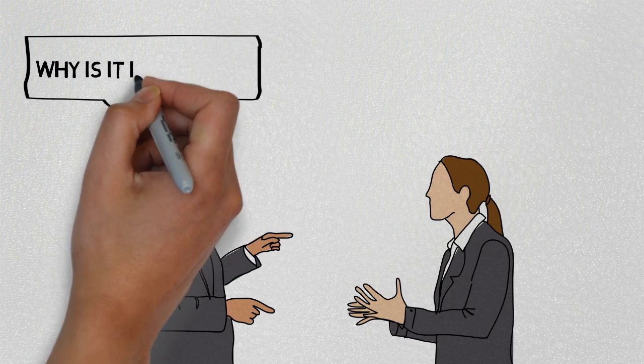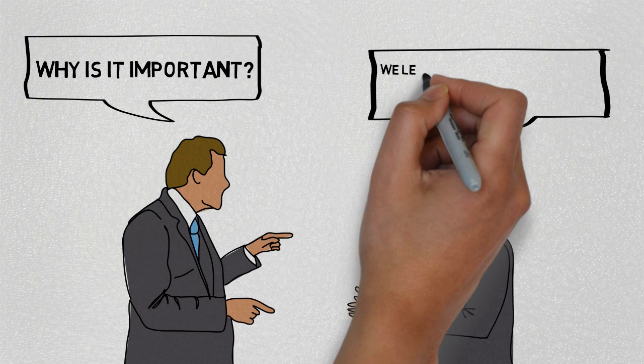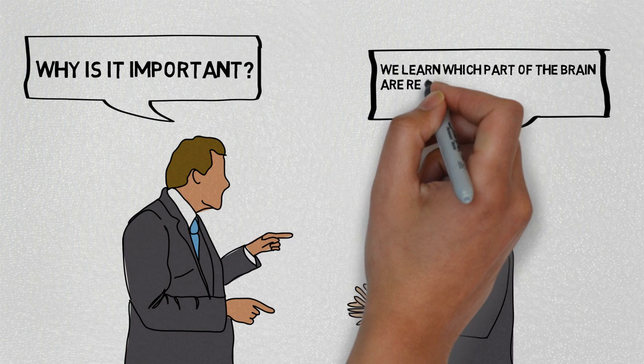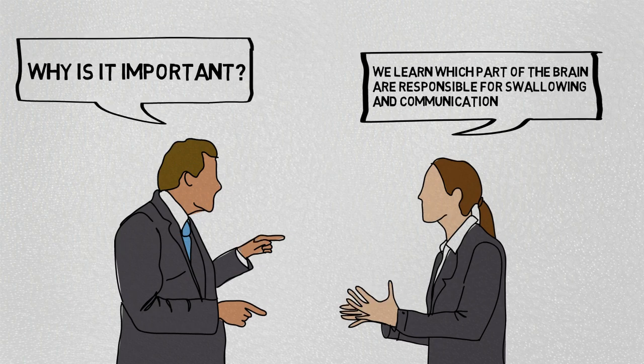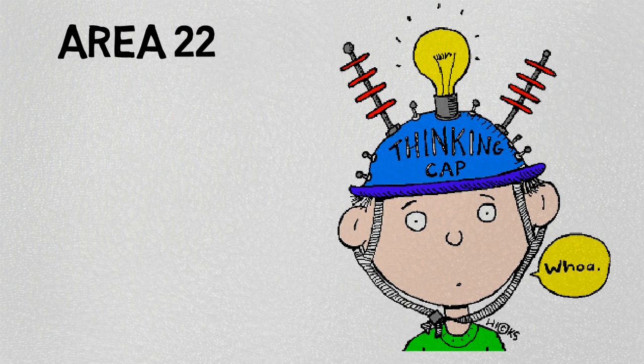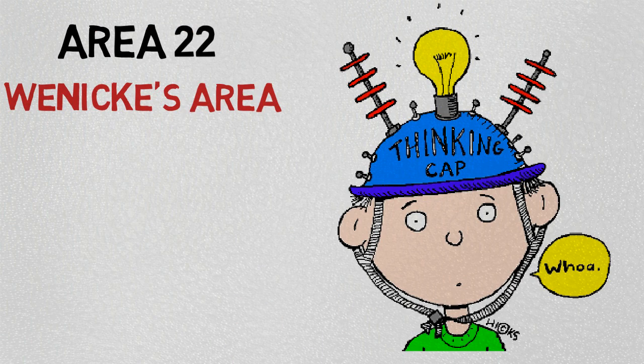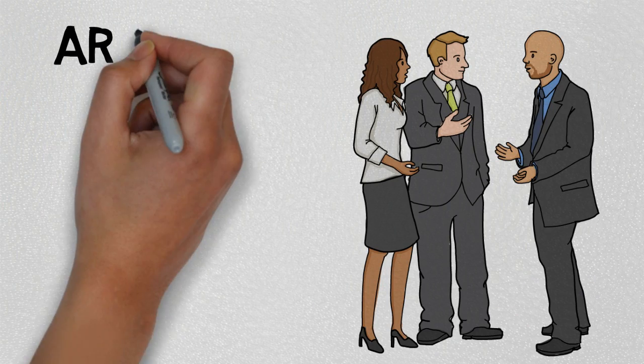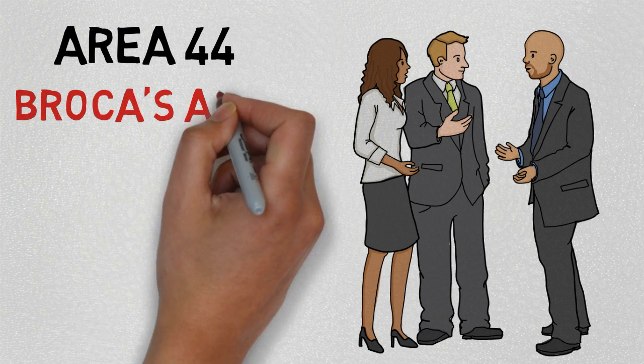Learning the Brodmann areas is very important to us SLPs because through this, we learn which parts of the brain are responsible for swallowing and communication. For example, Brodmann area 22, also called Wernicke's area, is involved in comprehension of speech, and Brodmann area 44, the Broca's area, is important for speech production.